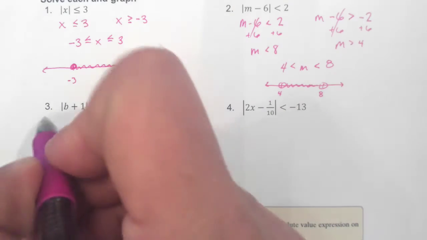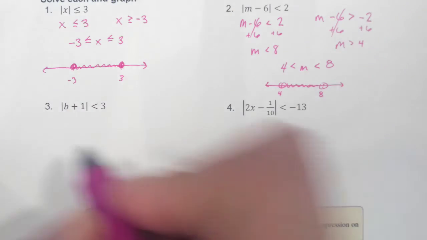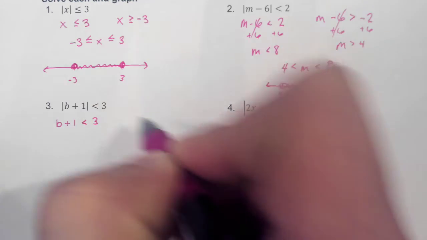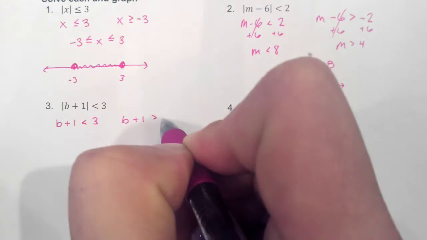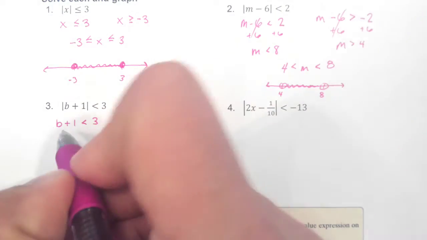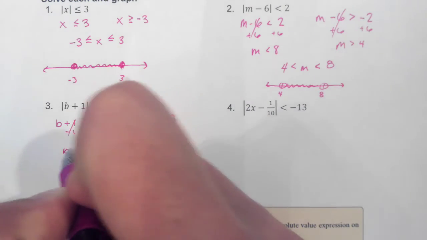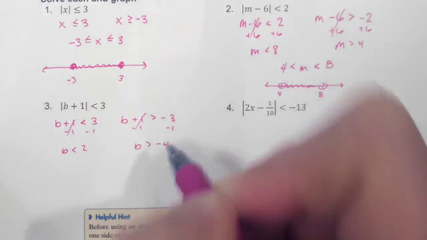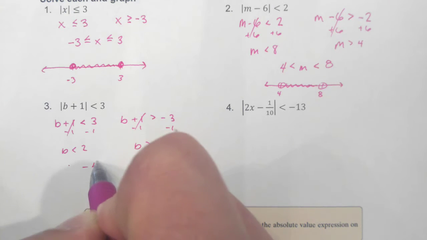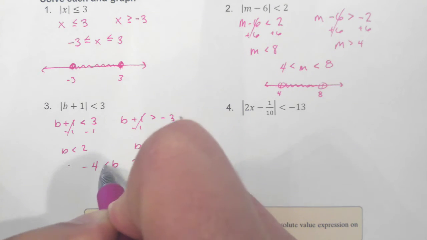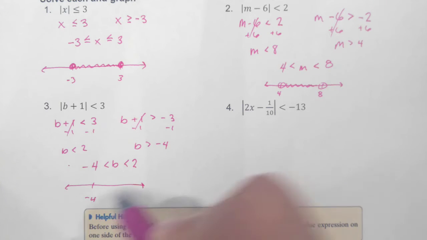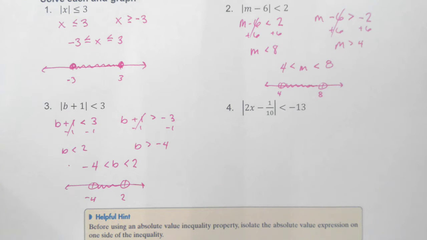Number 3, b plus 1 is less than 3. b plus 1 is greater than -3. Subtract 1. b is less than 2. Subtract 1. b is greater than -4. So -4 is smaller, 2 is bigger, b in the middle, less than symbols. For the number line, -4 on the left, 2 on the right, open circles on this problem, shade in between.